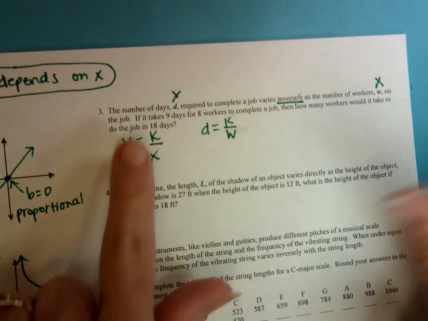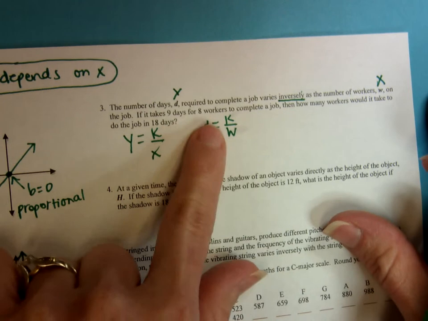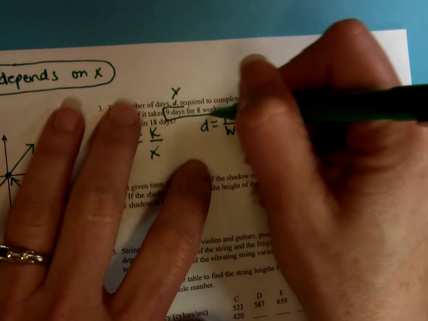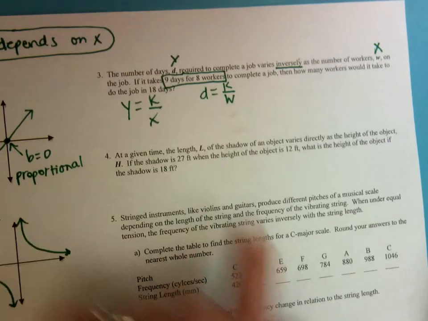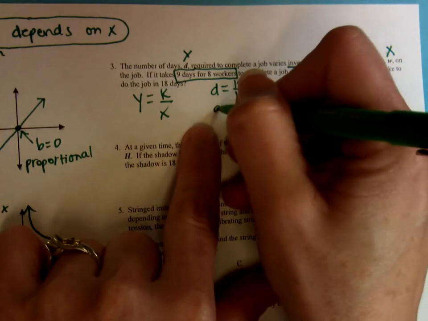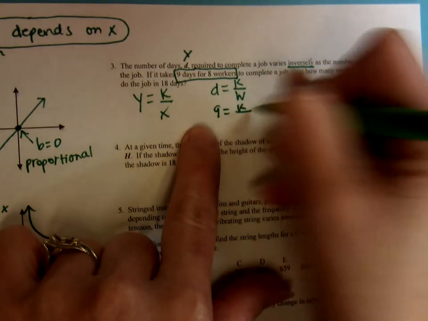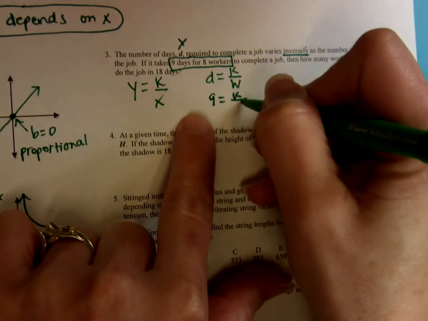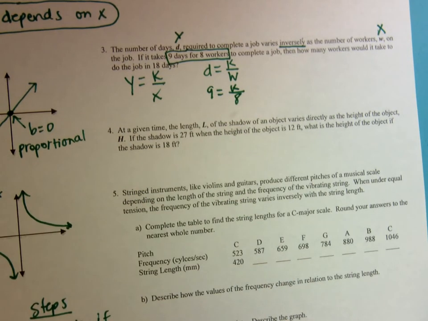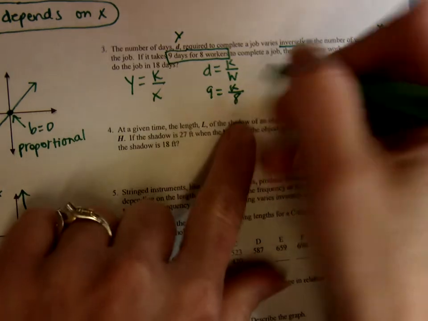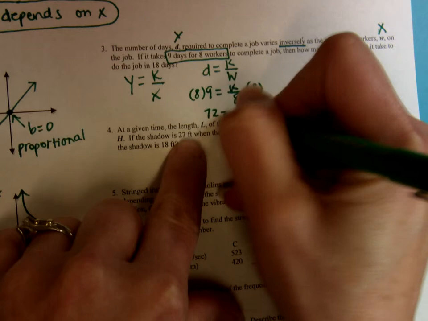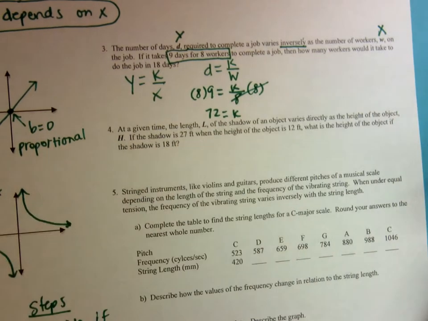It says if it takes 9 days for 8 workers to complete the job. That's what we use for the pattern. 9 days for 8 workers. So instead of the d, we're going to do what? 9. 9 equals k over, what's workers? 8. So to get k by itself, what are we going to do? Multiply both sides by 8. And this would be 72 is equal to k because the 8's will cancel.